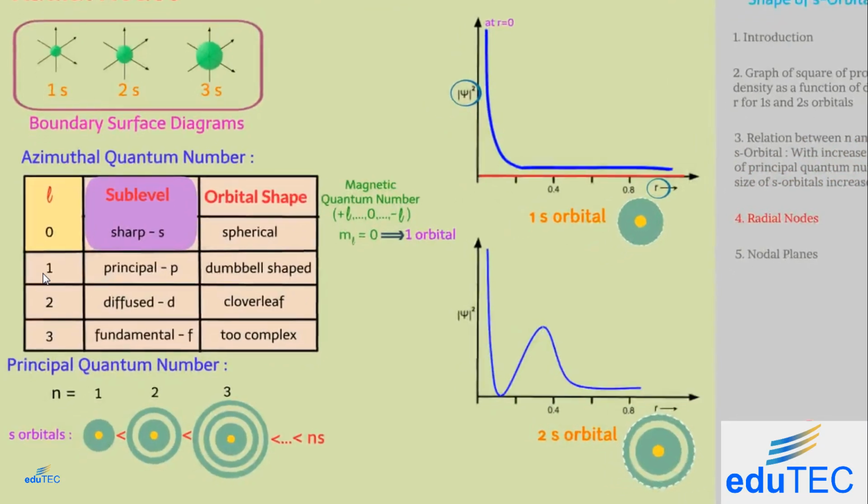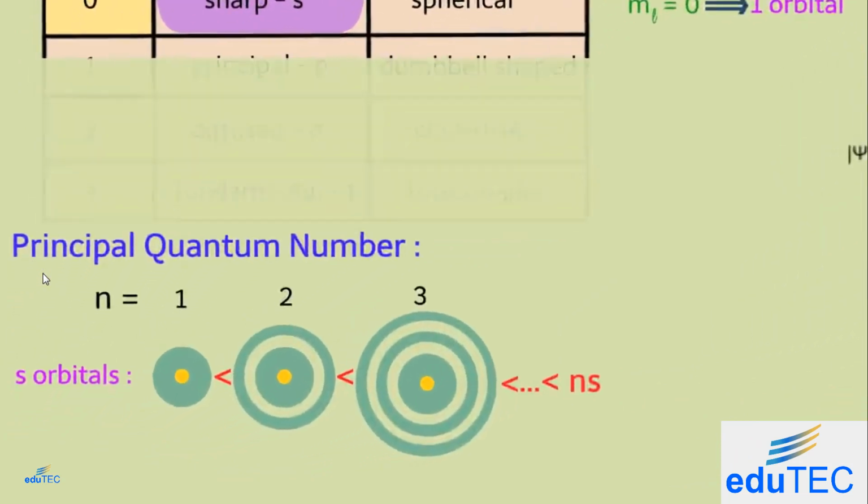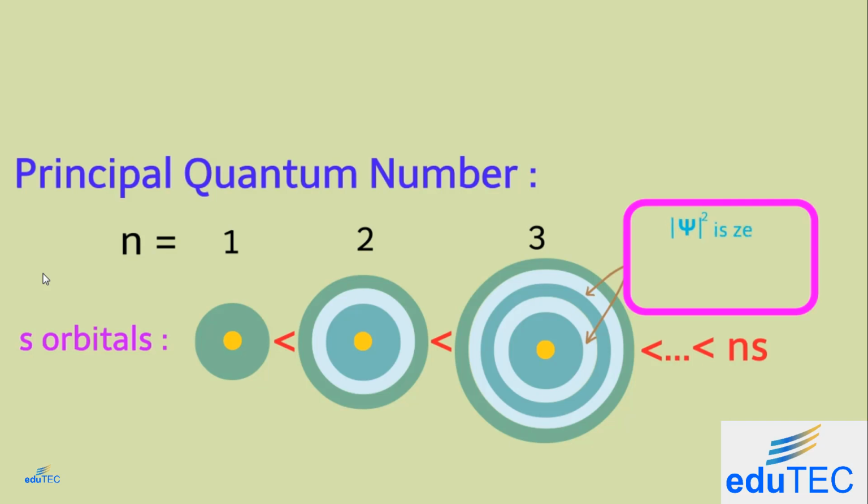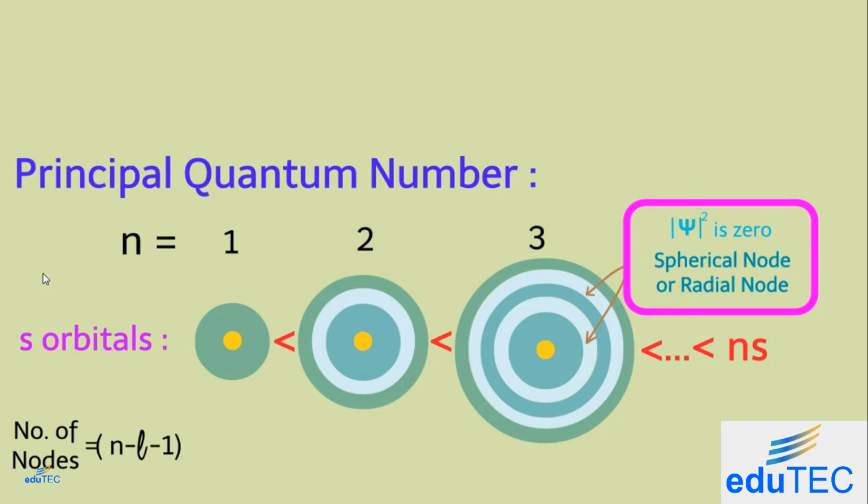Radial nodes. The spherical surface within an orbital where the probability density is 0 is called spherical node or radial node. The number of spherical or radial nodes can be found by the formula n - l - 1.